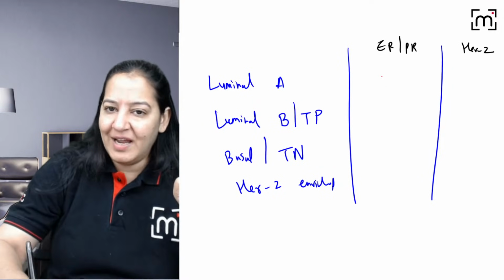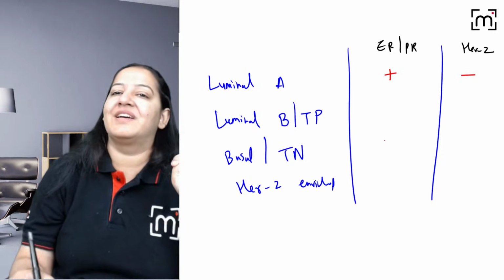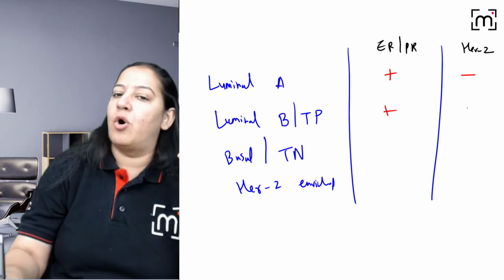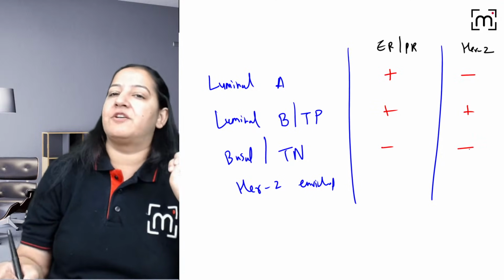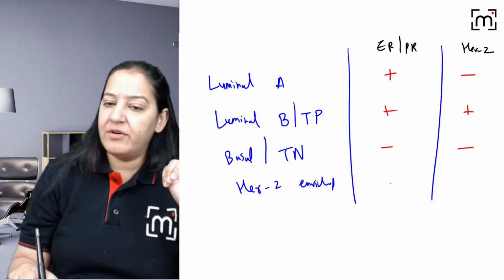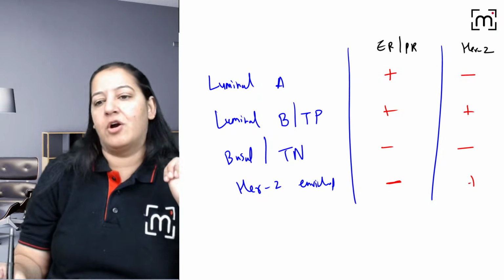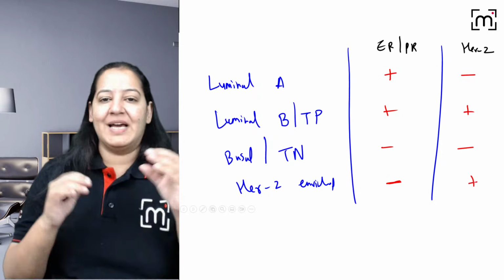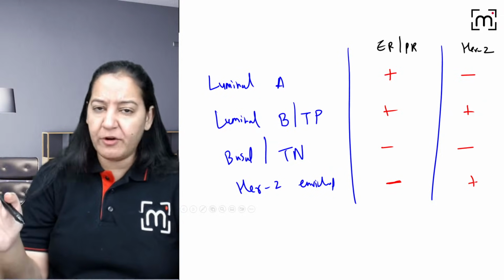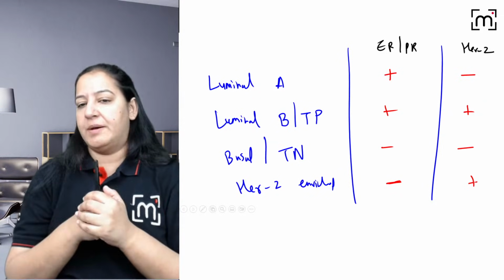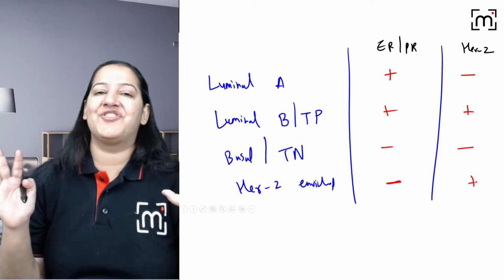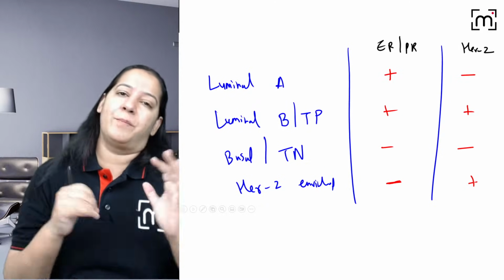Yes, luminal A is ER/PR positive but HER2 negative. Right? Triple positive is all positive. Triple negative is all negative. Right? And HER2 enriched is ER/PR negative but HER2 positive. You got my point? Yes. And you know the treatment of each of them, you know the prognosis of each of them. This is molecular classification of breast cancer, the ultra important topic nowadays.